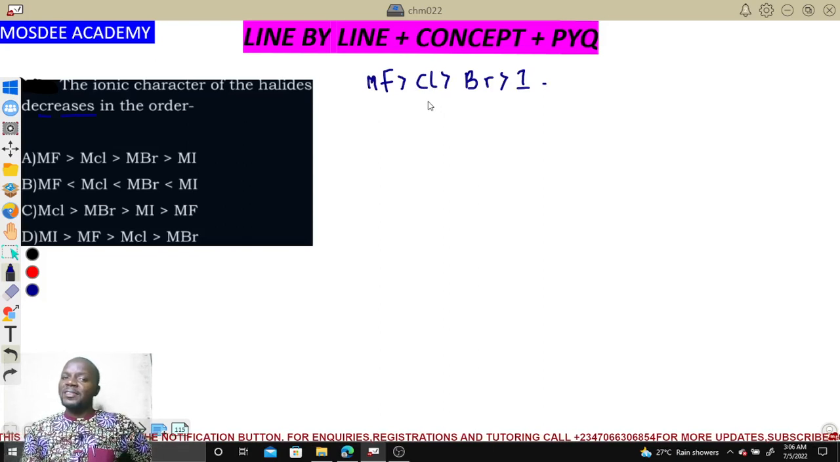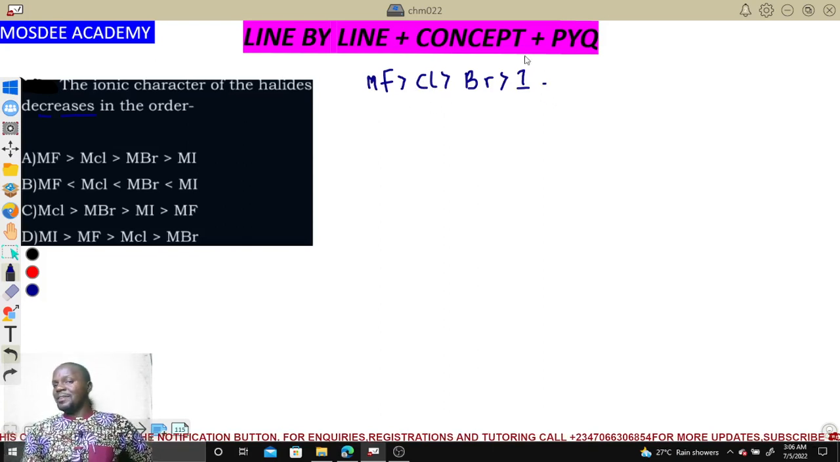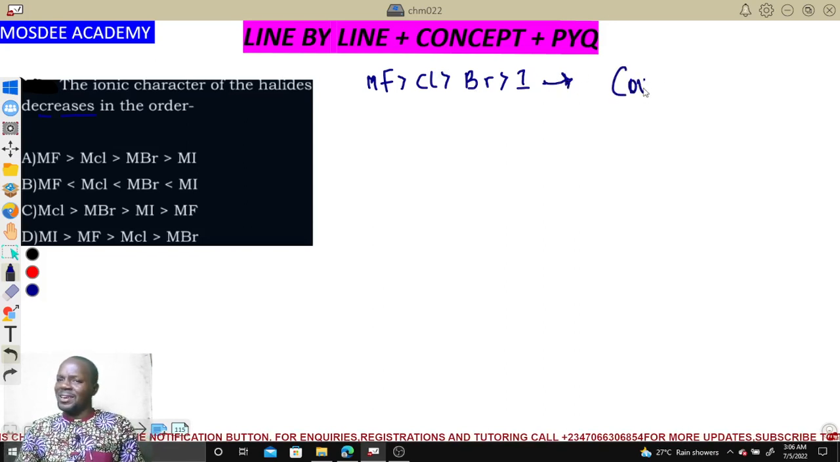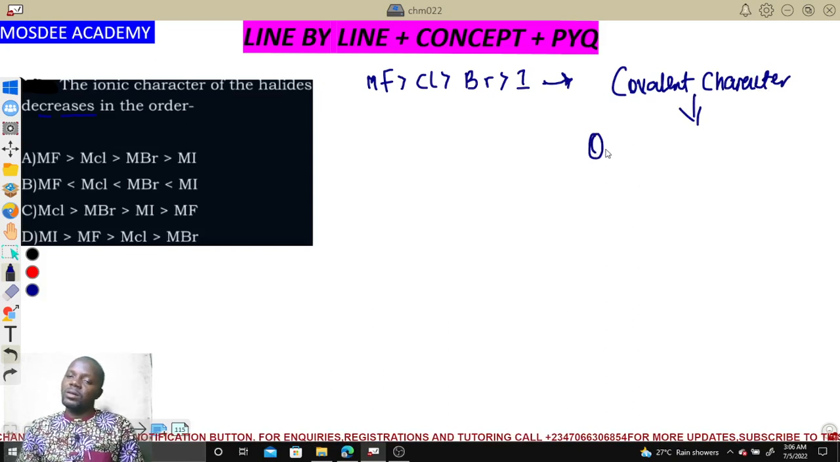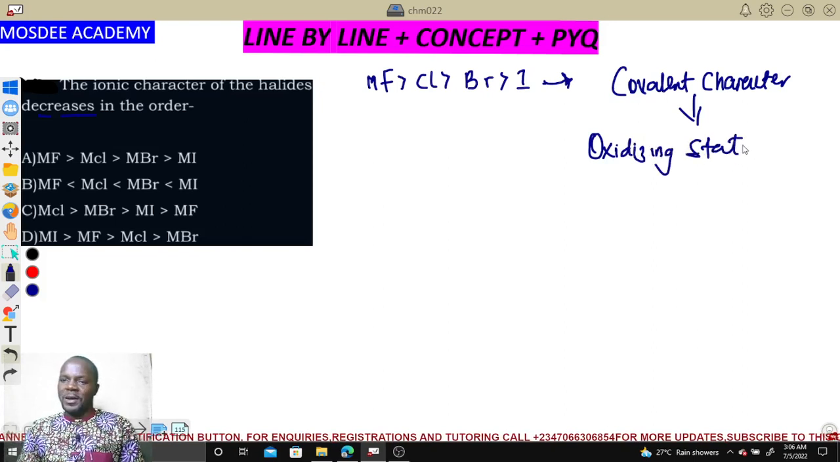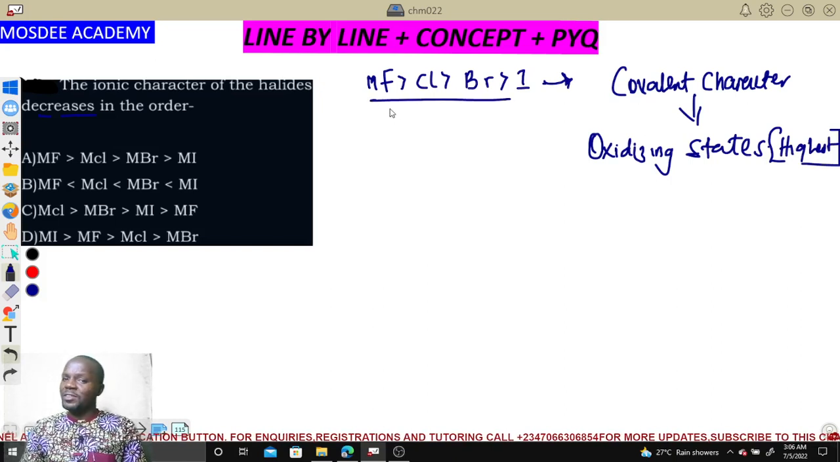But if it is covalent character, it will be the reverse of this. Let me write it in language form. We use the oxidation state to know the one with the highest covalent character. But for ionic character, they follow this trend.